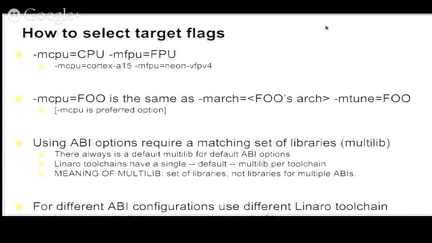-mcpu is a newer option compared to -march and -mtune. Initially, GCC only had -march and -mtune options, and then they were unified into one. The difference between these options is that -march selects the instruction set and capabilities of the hardware, and -mtune selects the internal workings of the chip, like its pipeline, its cache sizes, and other things that affect performance but do not affect the correctness of the program.